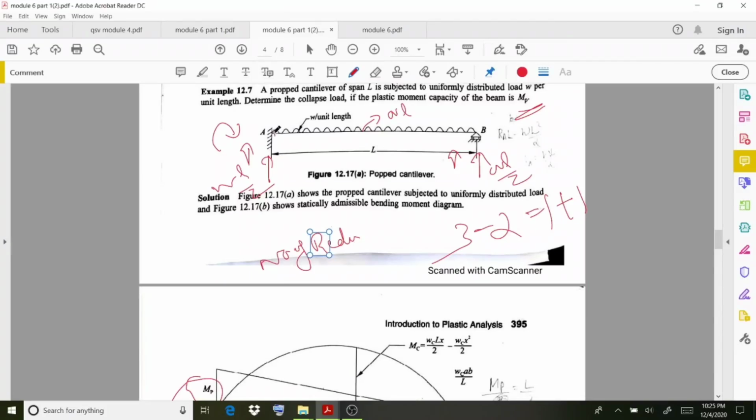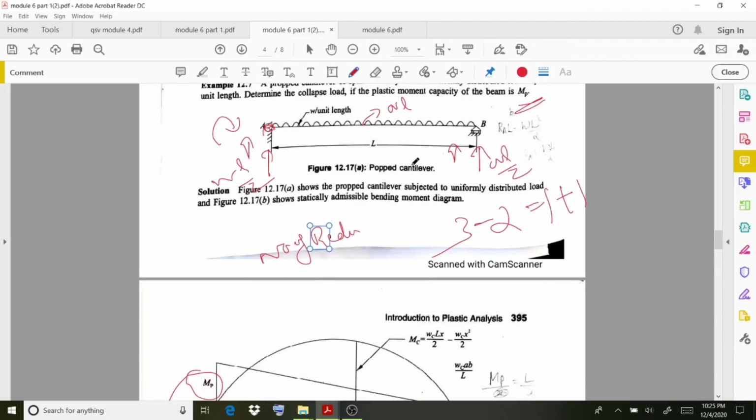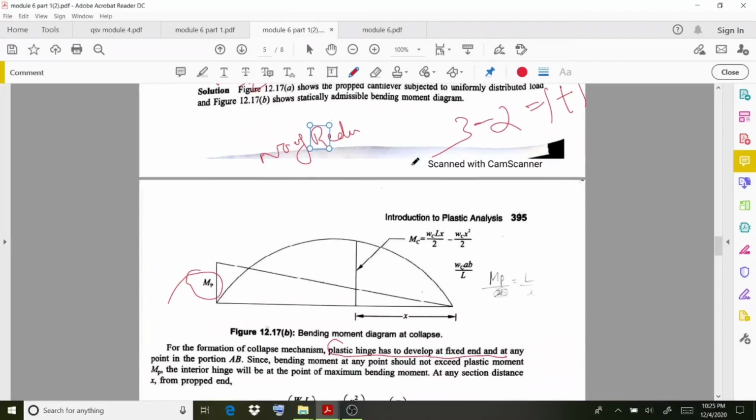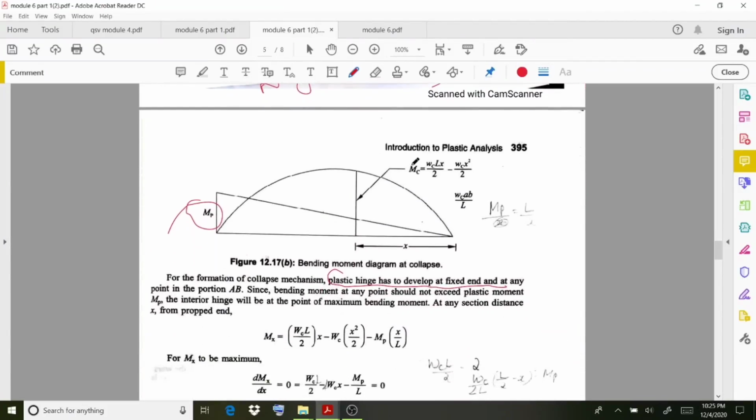So 1 hinge is provided at this point, and our next aim is to provide the hinge at the other point. For finding out that hinge point, there is a statement here. Please check out this statement. The bending moment at any point should not exceed the plastic moment MP. The interior hinge will be at the point of maximum bending moment. So you need to calculate at which point the maximum bending moment will occur.